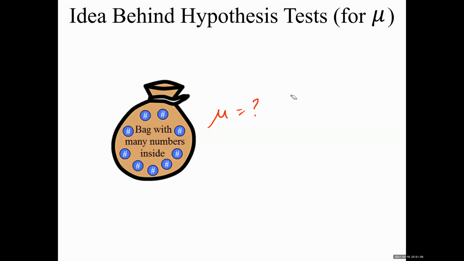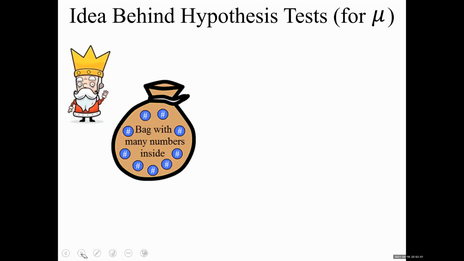And then the king comes along. The king says, guys, relax. I know what mu is. I'll tell you what it is. I know the average of all the numbers in the bag, so you don't have to worry. And he says, the average of all the numbers is 20. So we start off with a big bag of numbers, but we don't have all these numbers in front of us. We're dying to know the average. The king says, don't worry, the average of all the numbers is 20.